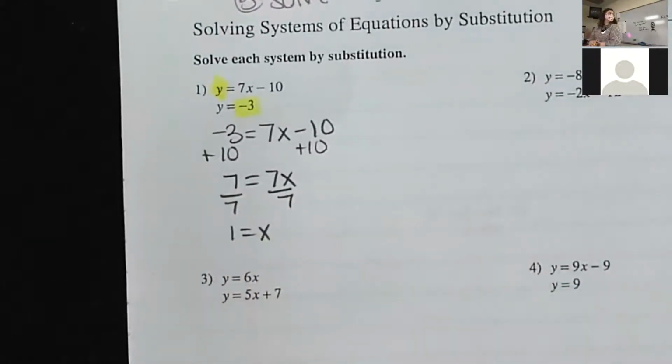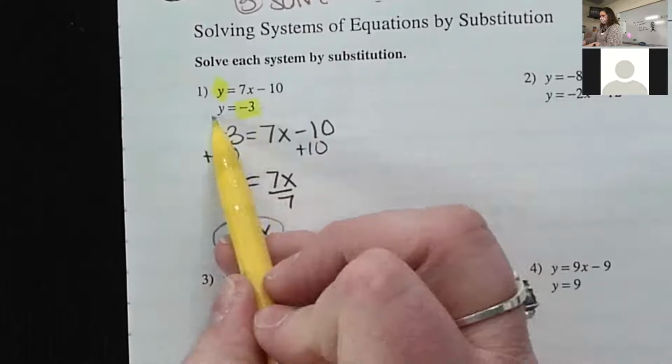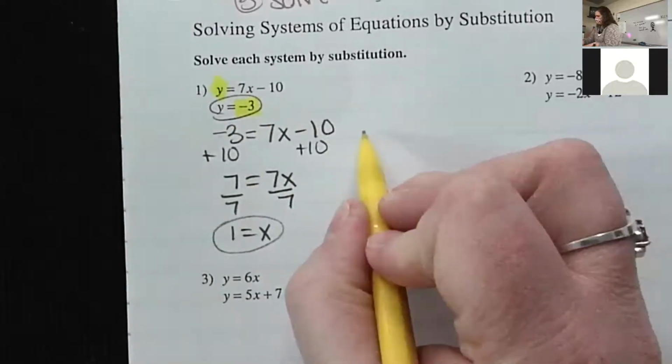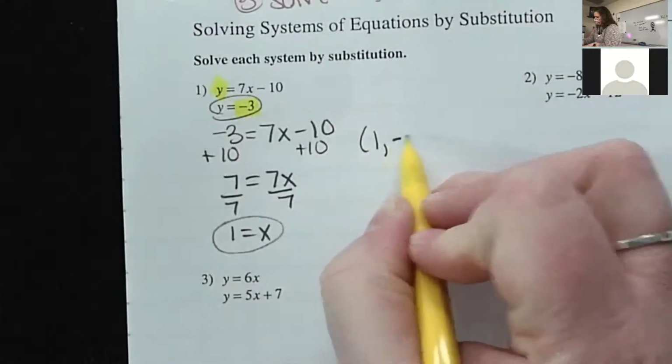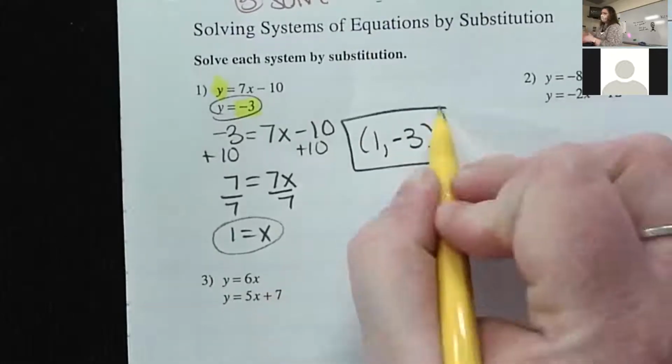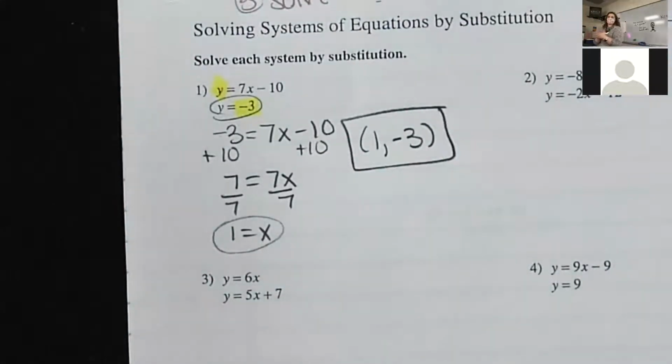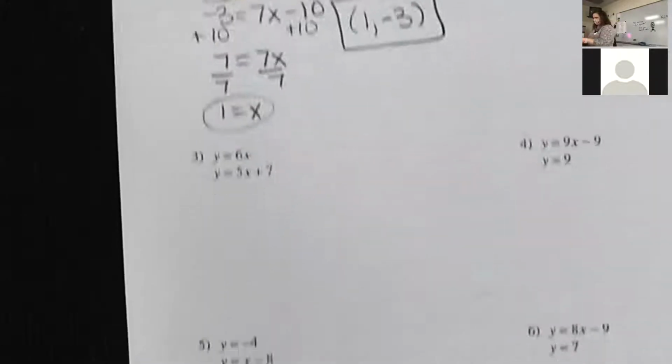So 1 is x, right? Or x is 1. Okay, but I need a point where they intersect. Well, a coordinate is x comma y. Well, I have an x. Do I have a y somewhere? Right there, right? So I have 1 comma -3. You need to write it in x comma y format. To me, this is easier than graphing it, right? Than finding where they cross. You need to know them all.